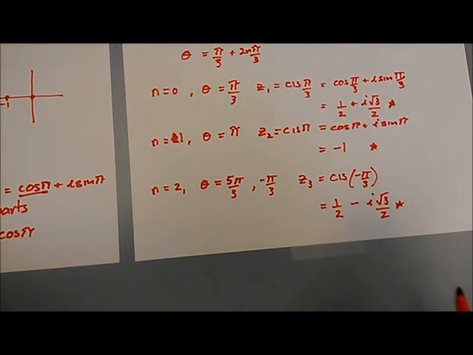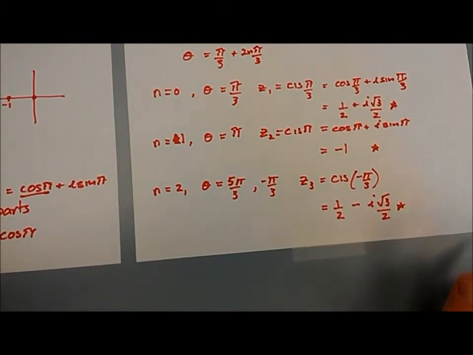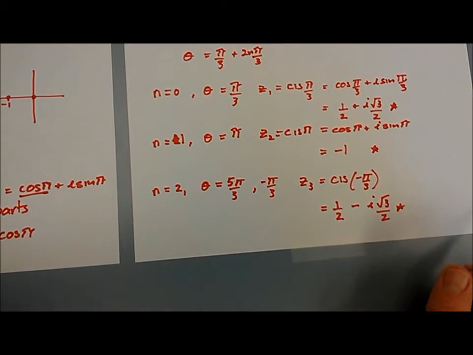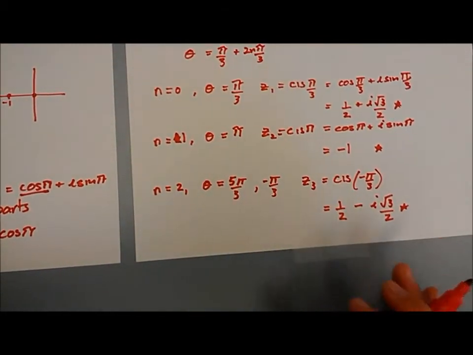What comes next is we should graph these roots, have a look at where they lie on the Argand diagram, and try and find some patterns to make this whole process a little bit easier.